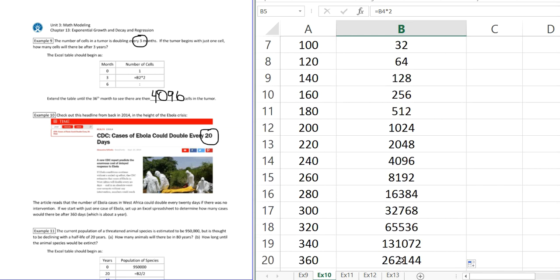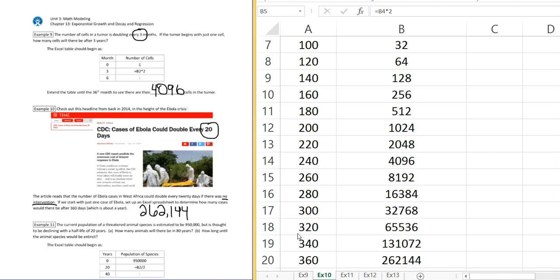in about a year, if there was no intervention, the number of cases would have been 262,144. So we can see, and we're living today in a situation where this is why, and it says right here, if there was no intervention, this is why we intervene to try to curb the growth of these diseases. So that was in 1 year.